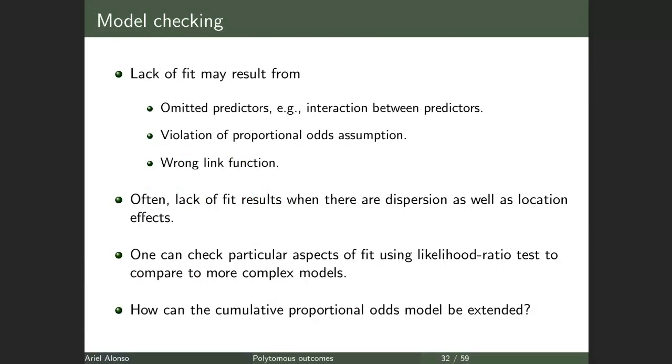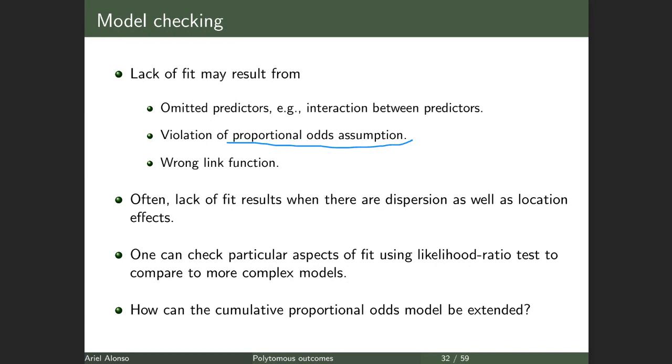When can we get lack of fit? Well, there are different reasons why you can get a problem with your fit. You may be using the wrong link function. You may be omitting some important predictors, or, and this is very important, you may have a violation of the proportional odds assumption. So we are assuming that we have exactly the same betas for all the J's. That's an assumption, and this may not be true all the time.